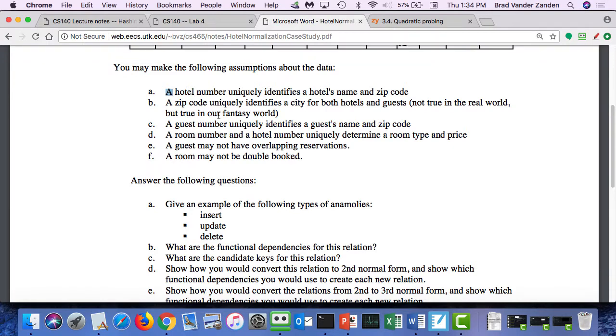I'll give you another big hint. Pretty much every one of those defines a functional dependency. Each of those 6 pretty much defines a functional dependency. And it's fine to talk with the neighbor.